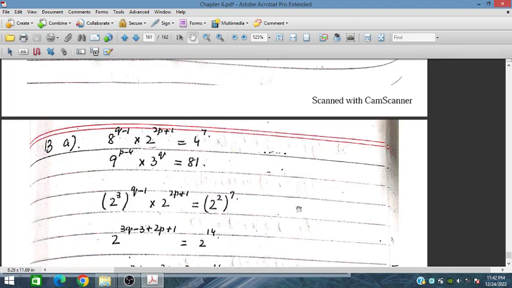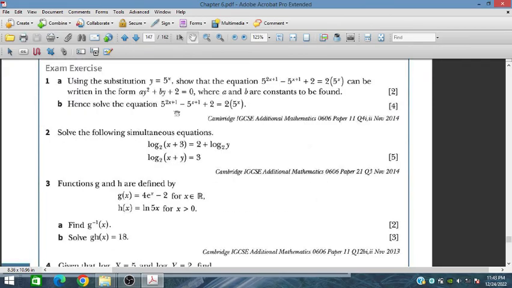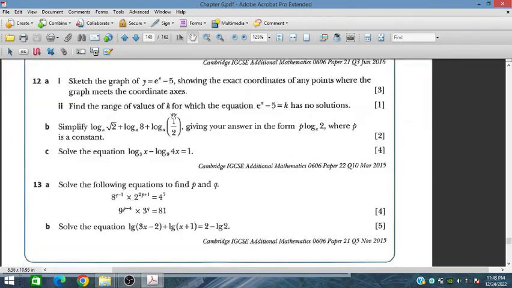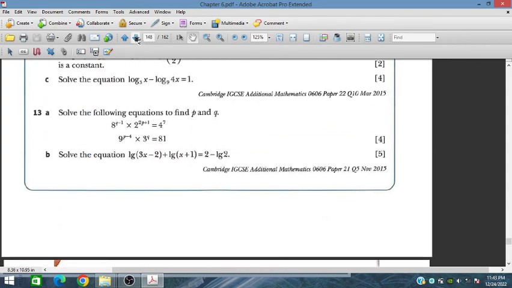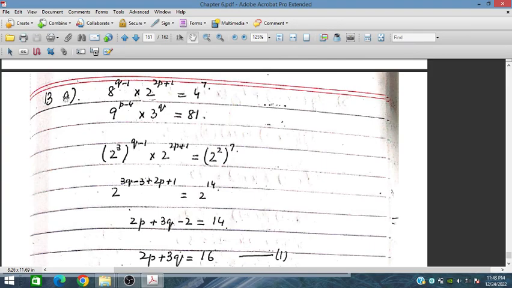So let's solve question number 13. Here we have 9^(q minus 1) times 2^(p plus 1) equal to 4^7, and the second equation is 9^p divided by 4 times 3^q equal to 81. So we take 2 cubed, 2 squared, and rewrite everything in the same base.